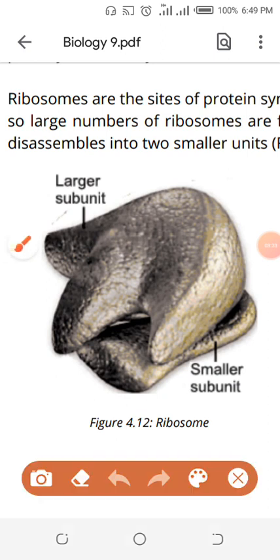What will happen? Look here, inside the nucleus, which things are present? You know there are two structures: one is the nucleolus, one is the chromosome. Very good. You know, how many types of RNA does the nucleolus form? Yes, 3 types of RNA. You remember: messenger RNA, transfer RNA, and ribosomal RNA. These 3 RNAs are formed inside the nucleus in the form of the nucleolus.